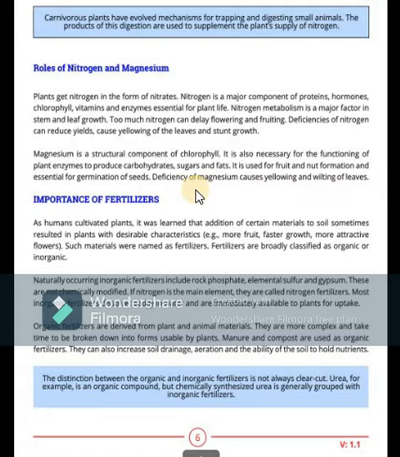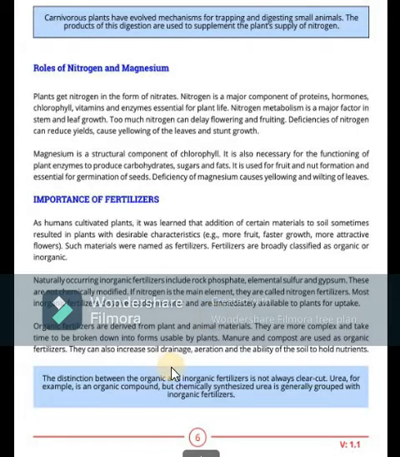Now, the importance of fertilizers. As humans cultivate plants, they need fertilizers for proper growth, because fertilizers contain different types of nutrients. There are two types of fertilizers, naturally occurring and synthetic. Naturally occurring inorganic fertilizers include rock phosphate, elemental sulfur and gypsum. These are not chemically modified. If nitrogen is the main element, they are called nitrogen fertilizers. Most inorganic fertilizers dissolve readily in water and are immediately available to plants for uptake.